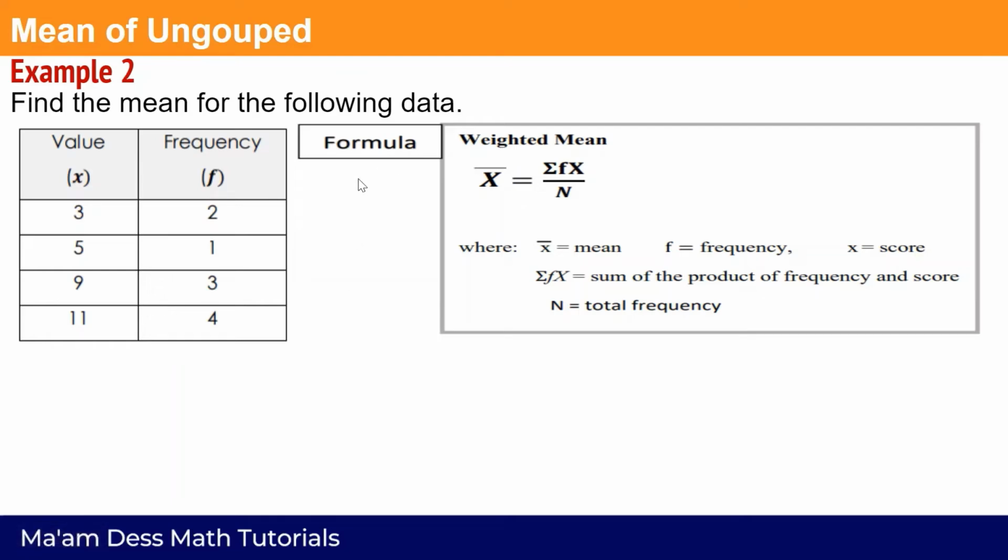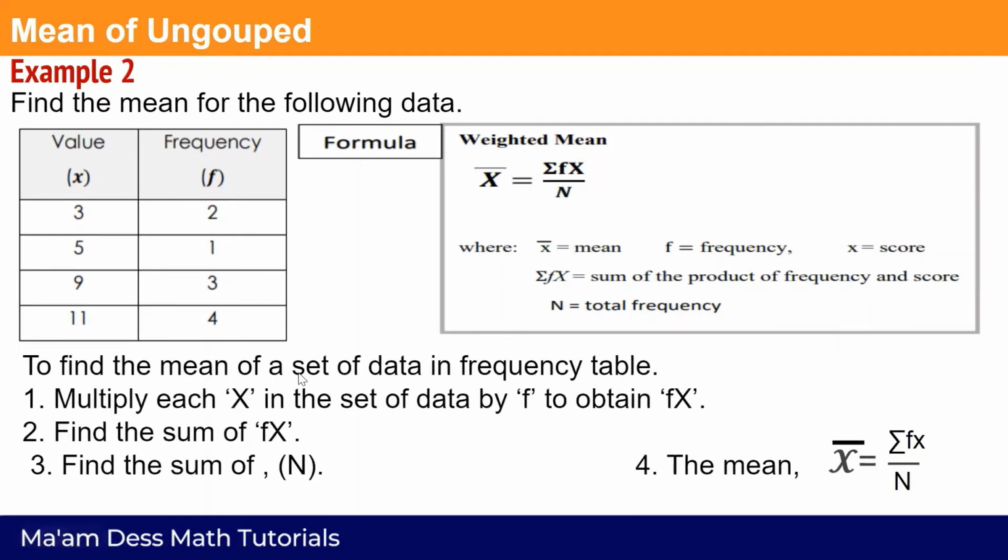For this given, we can use the formula: mean is equal to summation of fx over n. To find the mean of a set of data in a frequency table, number 1, multiply x in the set of data by f to obtain fx. Number 2, find the sum of fx. Number 3, find the sum of n. Then mean is equal to summation of fx all over n.